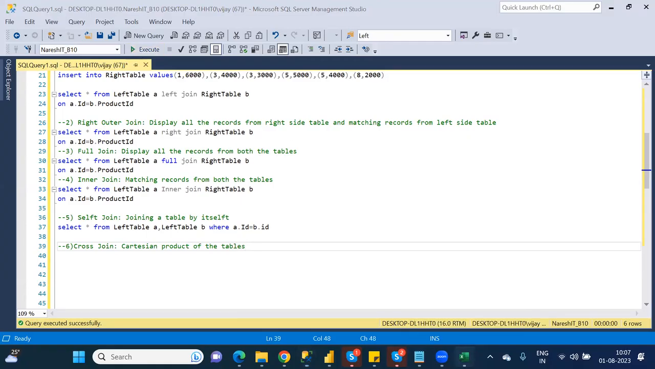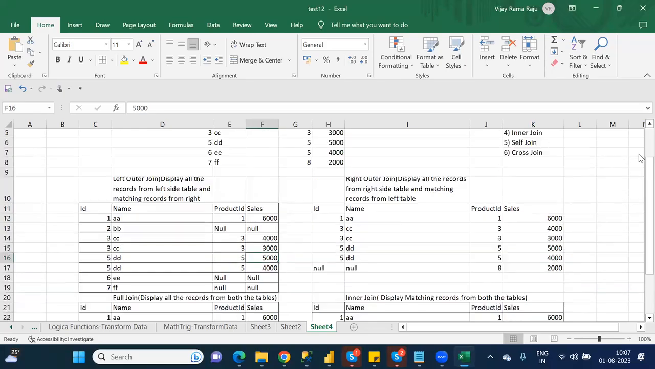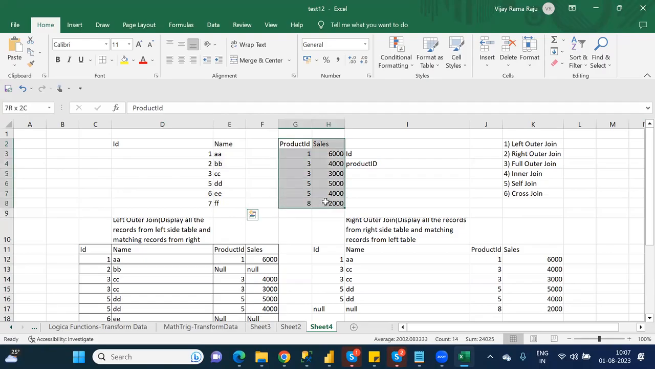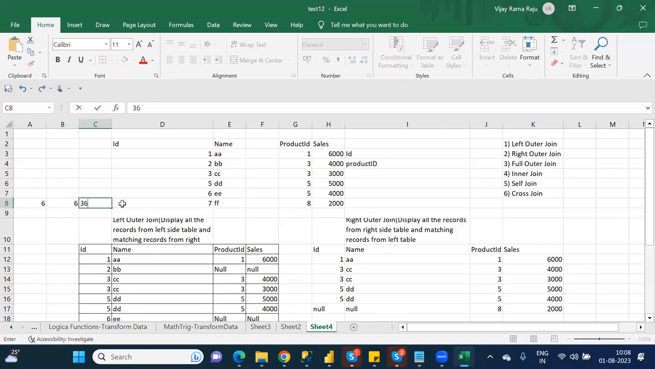Cartesian product means, suppose for example, in this table, how many rows are there? 6 rows are there. In this table, how many rows are there? 6. That means the product of the two table records, not only two tables, n number of table records, we can call it as cross join. That means 6 into 6, how much value is it? 36 rows will be displayed.